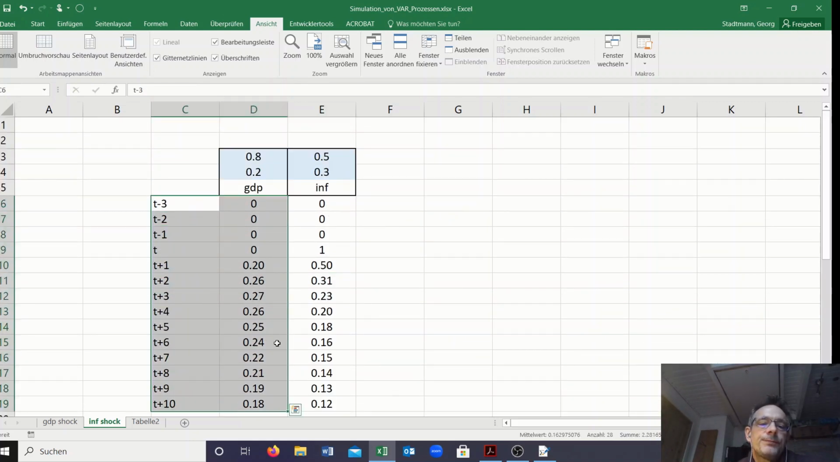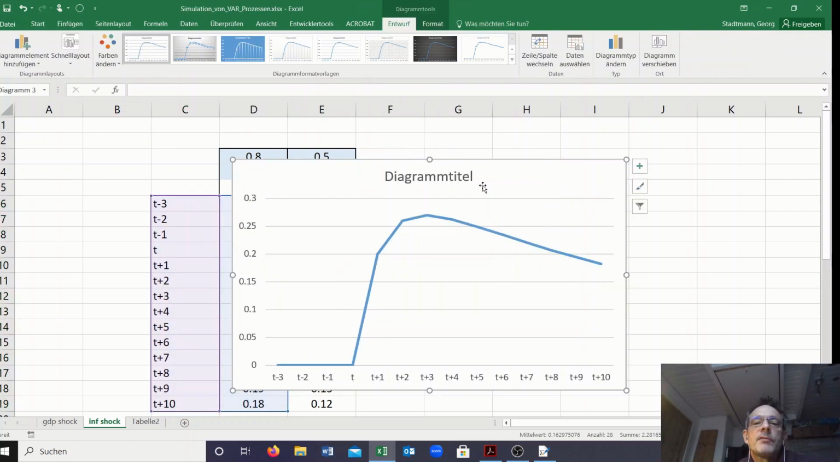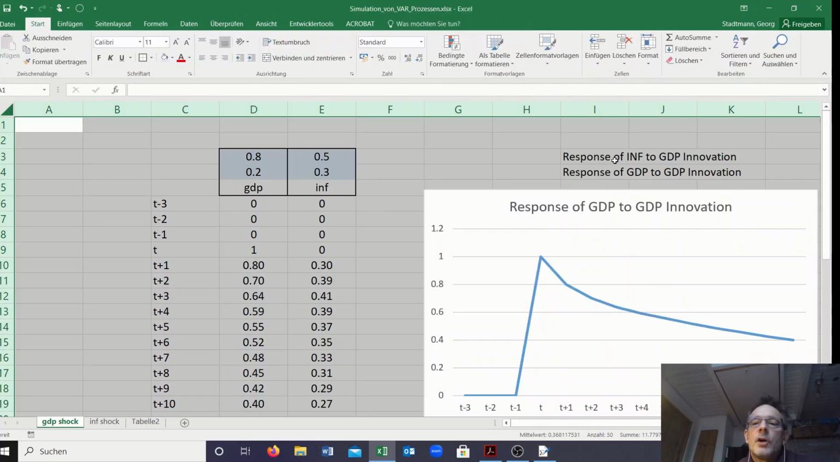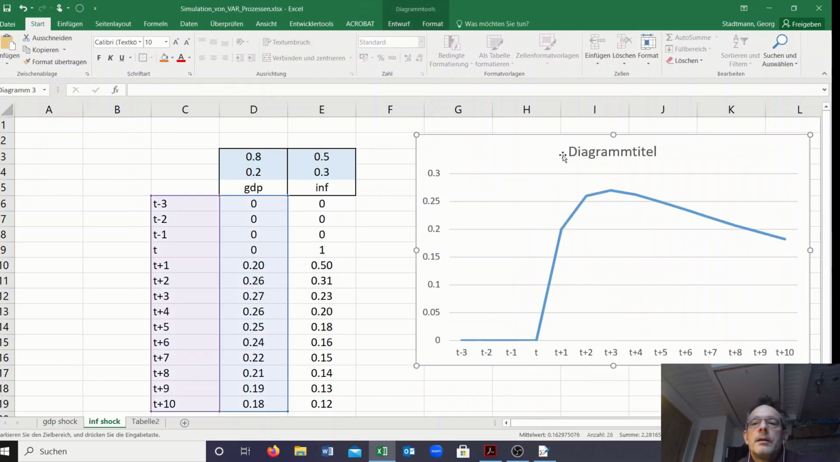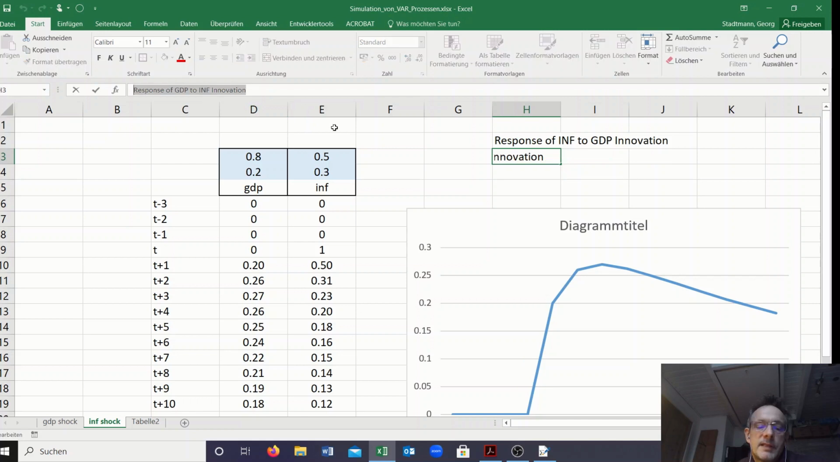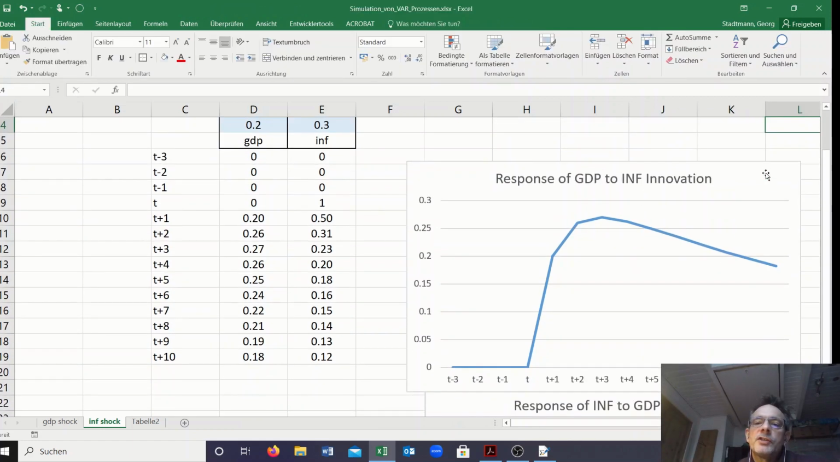The first one is the GDP series. So I'm inserting a line diagram, and this is the GDP series. We can call it "response of GDP to inflation innovations." So let's use this label here: Response of GDP to inflation innovations.